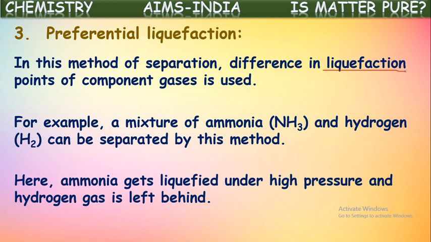This is called the preferential liquefaction process, by cooling to a particular temperature. For example, hydrogen has its liquefaction point at nearly minus 190 degrees Celsius. It comes into liquid state only when cooled to that temperature. Whereas ammonia converts into liquid state at very near temperatures by applying pressure. By this, these two gases can be separated.